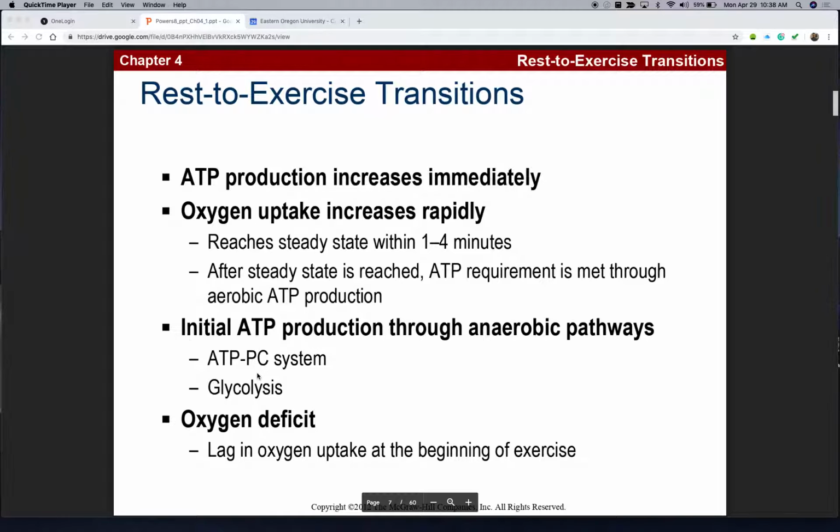So if we were to bring somebody up on the treadmill tomorrow and let them run for 2 to 3 minutes at a given pace, they're going to get pretty close to reaching what's called steady state.